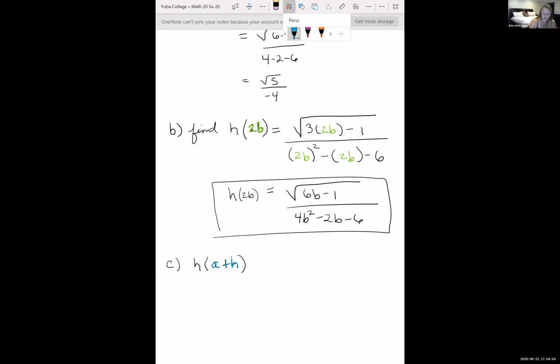Again, I think it's helpful if you just go through and put in a parentheses wherever you see x first, and then go back in and plug in what they want you to plug in. So we have a 3, there's an x after the 3, so put parentheses, minus 1, all over, you see x, so put parentheses, quantity squared, minus, you see an x, put parentheses, and then minus 6. So go in and put a plus h inside your parentheses.